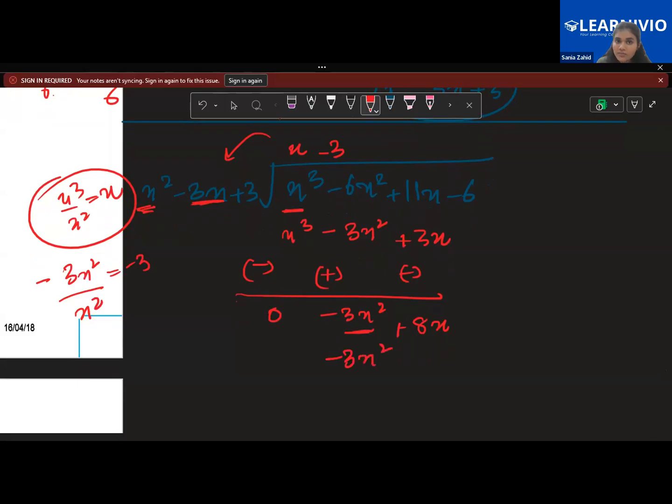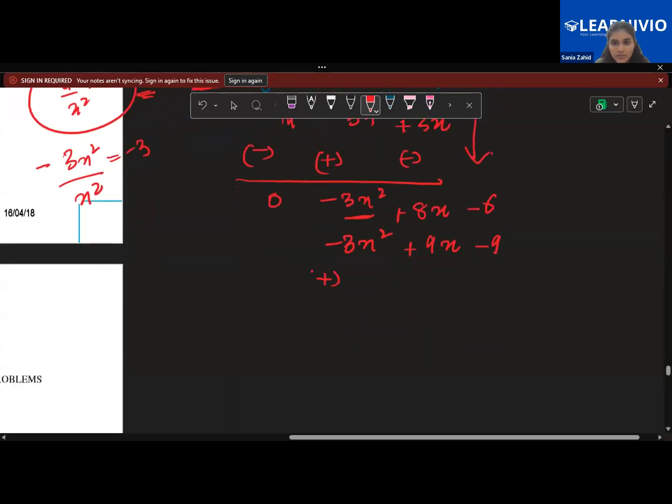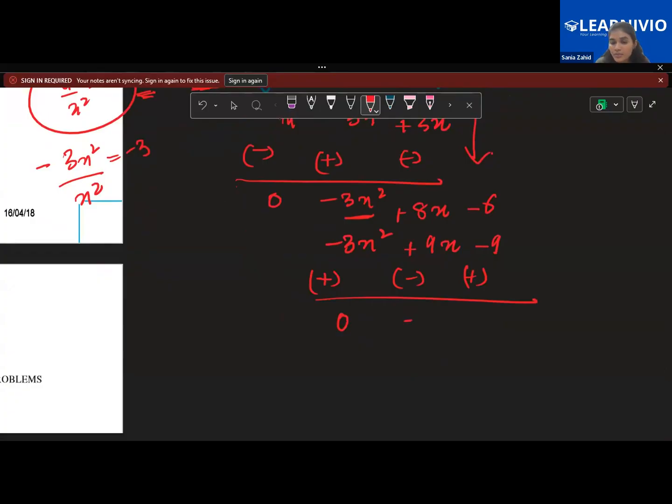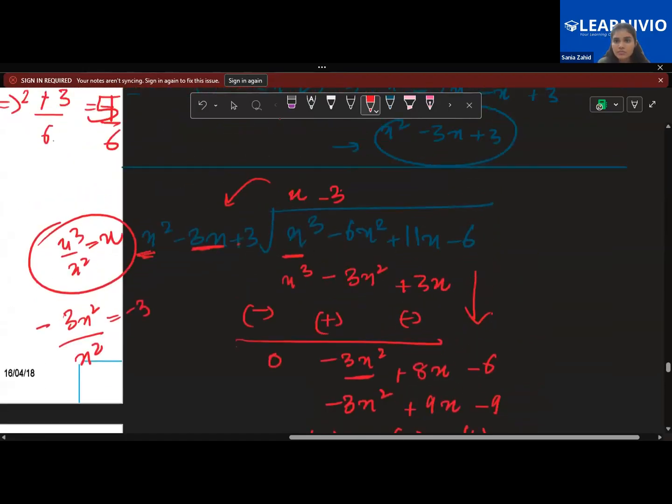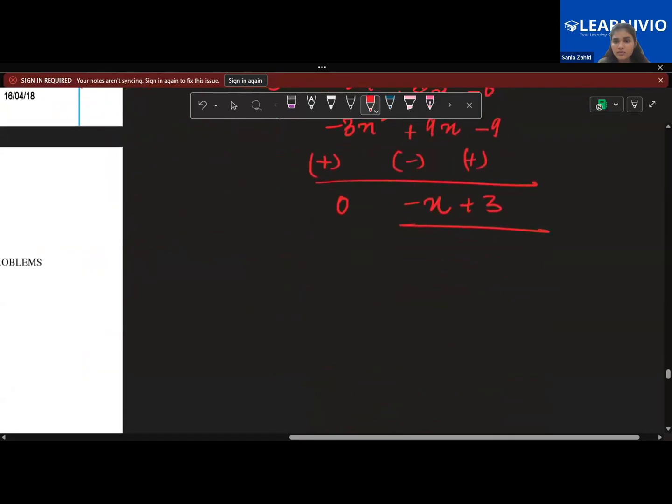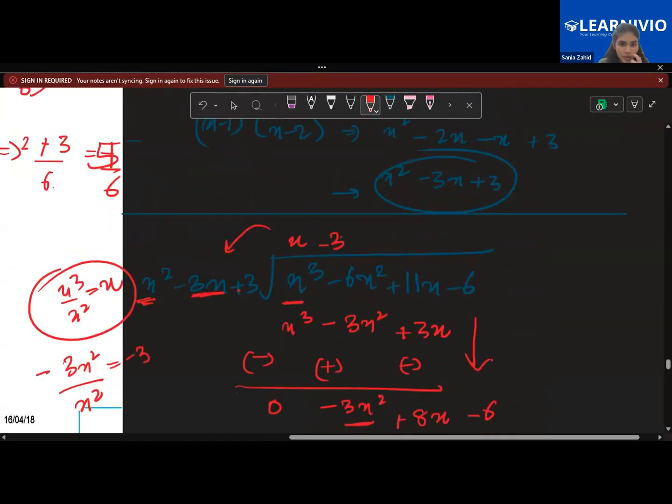Minus 3x square. Minus 3 into minus 3 is 9x. And then you also carry down this minus 6, and you get minus 3 into plus 3 is... okay. Now again you subtract. You got 0 over here. Here you get minus 6. Here you get plus 3. Now children, I should not get a remainder.